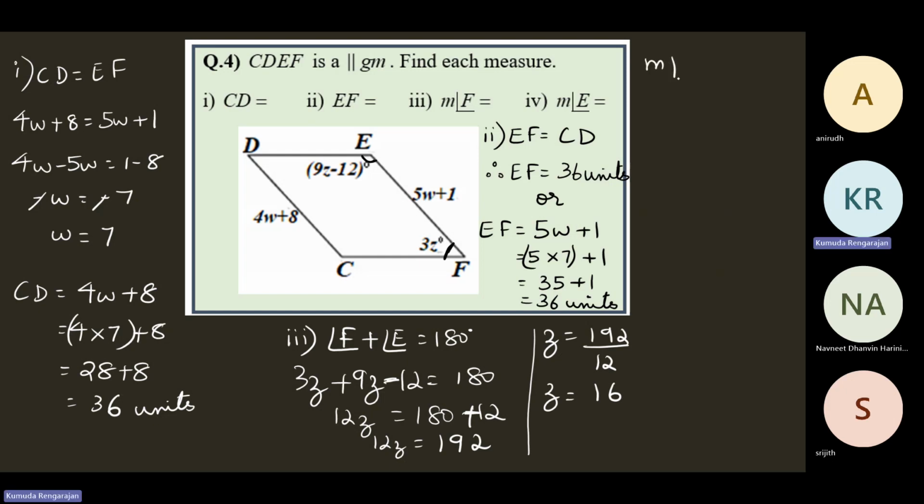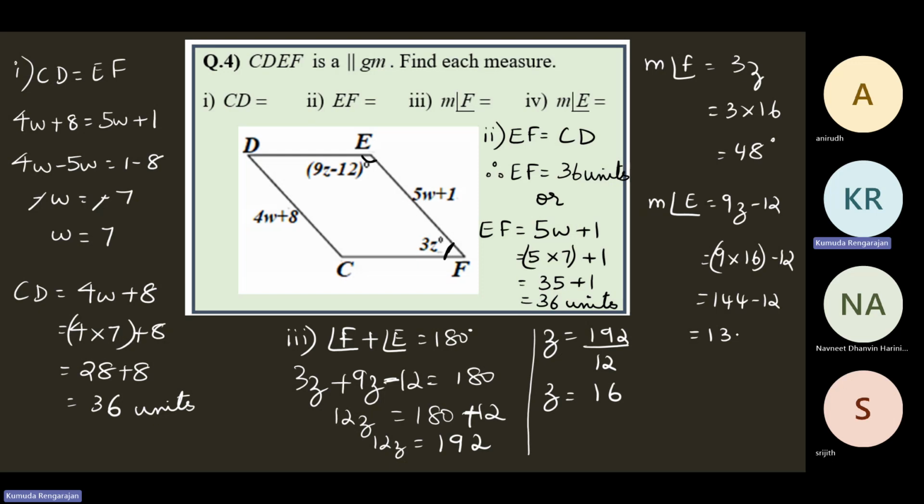So now measure of angle F is equal to 3z, 3 into 16, 48 degrees. And measure of angle E is equal to 9z minus 12, 9 into 16 minus 12, 144 minus 12, 132 degrees. Now see, 132 and 48, they add up to 180, because they are consecutive angles, adjacent angles. Please have a look at the answer. I'll give you 2 minutes.